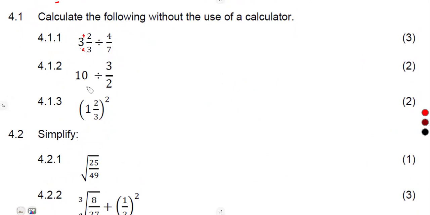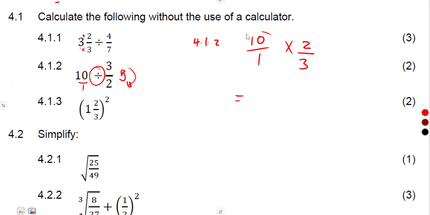So take note, 10 is the same as 10 over 1. So it's going to be 10 over 1 times. You introduce multiplication here and interchange the second fraction. So that's 2 over 3. Again, there's nothing common, so just multiply the numerators together. 10 times 2, that's 20, over 1 times 3, that's 3.